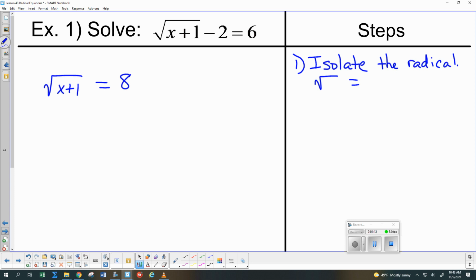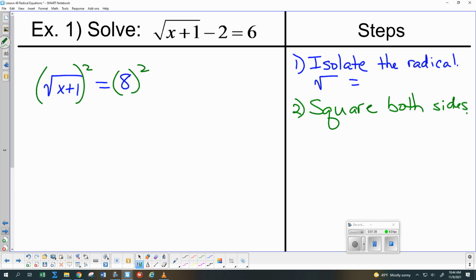Okay, how do we undo taking a square root? Try it. So to undo the square root, I want to square it. But I can't just square the square root. I have to square both sides. So I'm going to take this side and square it, this side and square it. Square undoes square root, and I have x plus 1 equals 64.